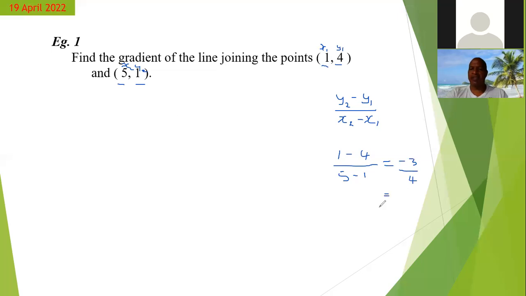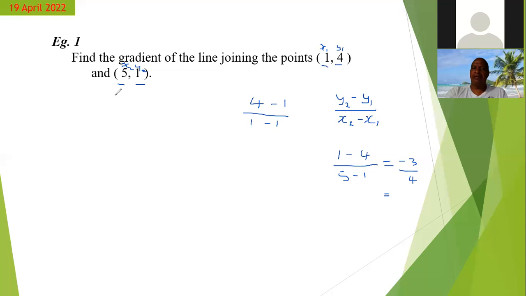Is that what you got, Ms. Waysome? No, sir, I got 3. Because sir, what we follow was y2 minus y1 over x2 minus x1, and then we have 1, 4 and we have 5, 1. Just tell me what you did. Let me write what you did. I just wrote down 4 minus 1 over 1 minus 1.